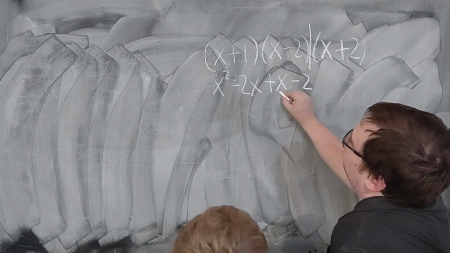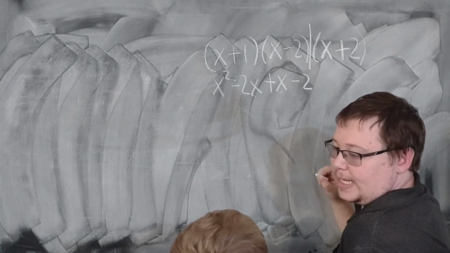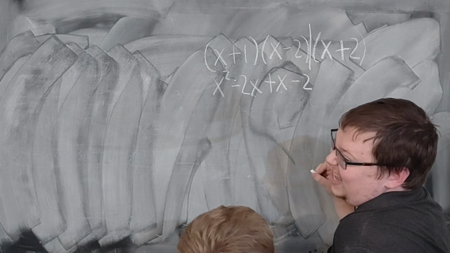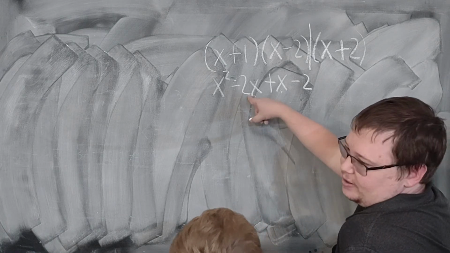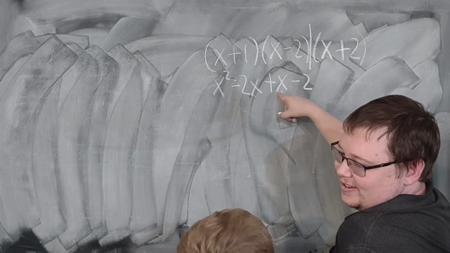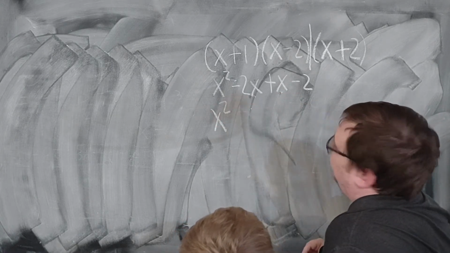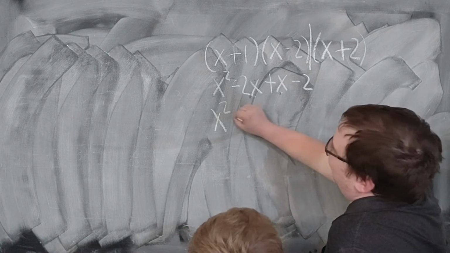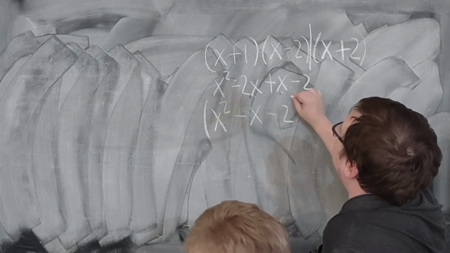So when we combine those two terms, do we have x times x, or do we have x plus x? 3. Okay, again, you're closer. Still a problem though. How many x's do we have here? Negative 2. And how many do we have here? 1. So x minus x, yeah. Minus 2. Sweet. So we have that, right?